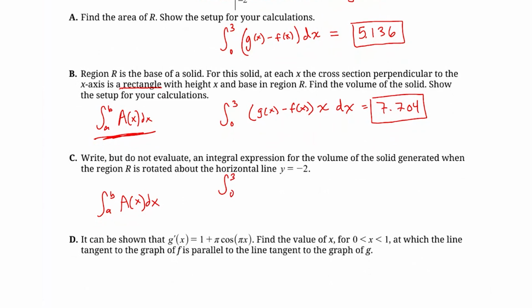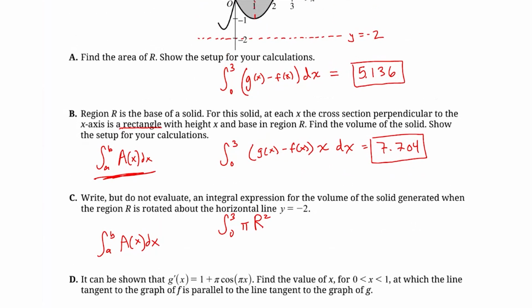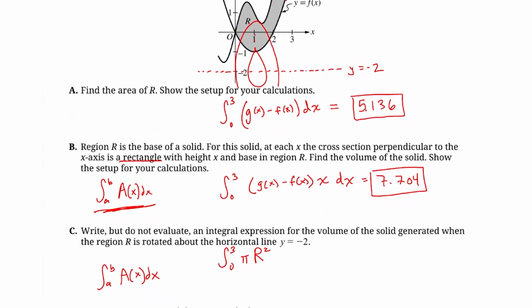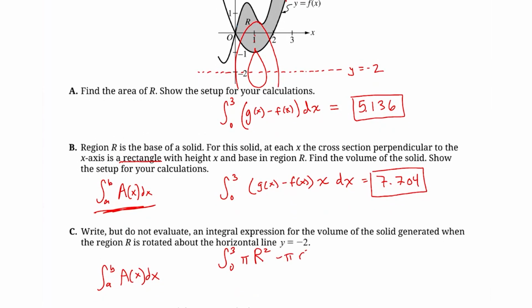So we have to be careful about how we set this up. I'm just going to set it up initially. The pi big R squared is going to be the bigger circle. Let me draw another one of these so you can see where the big and the small circles are coming from. Minus pi times little radius squared. Of course, we need a dx on there, but this is just getting us set up.